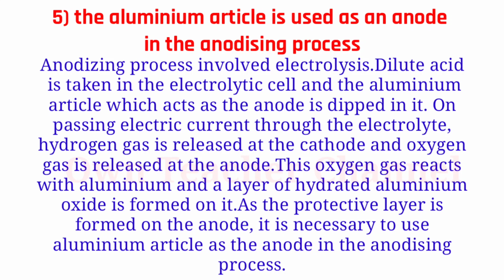On passing electric current through the electrolyte, hydrogen gas is released at the cathode and oxygen gas is released at the anode. This oxygen gas reacts with aluminium and a layer of hydrated aluminium oxide is formed on it. As the protective layer is formed on the anode, it is necessary to use the aluminium article as the anode in the anodizing process.